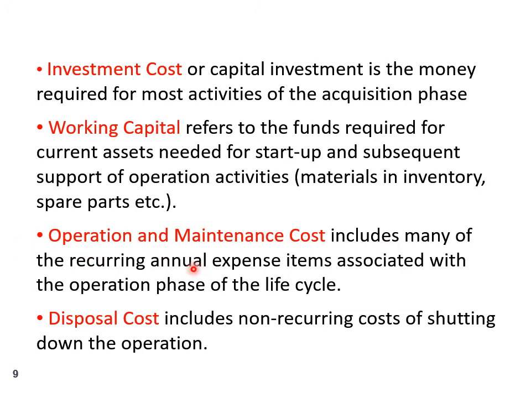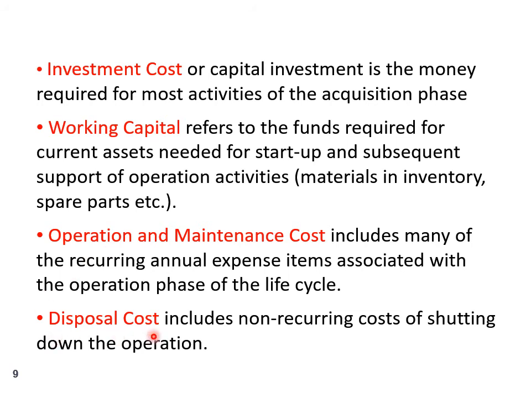Another life cycle cost is the operation and maintenance cost, and this cost includes most of the recurring annual expenses. For example, repairing your car, changing the oil, the brake pads, the oil filter in your car, or in a manufacturing facility, maintaining the machines and equipment, and also all the necessary money to operate that facility: the salaries of the workers, the fuel, the energy costs. All of them are included in this operation and maintenance cost.